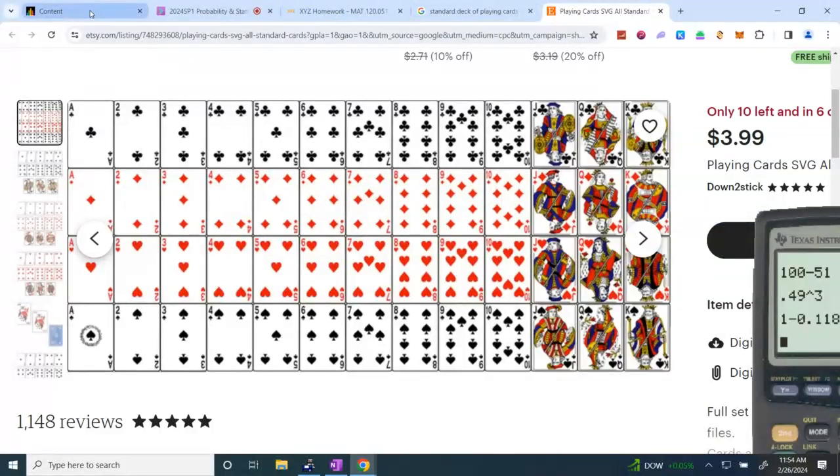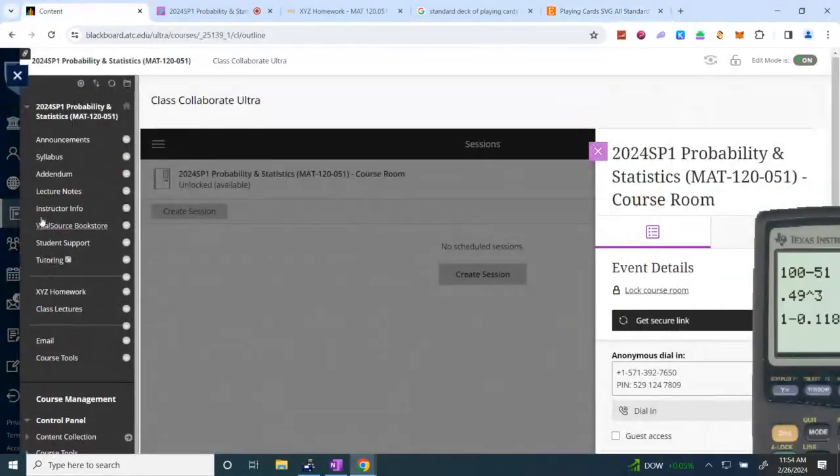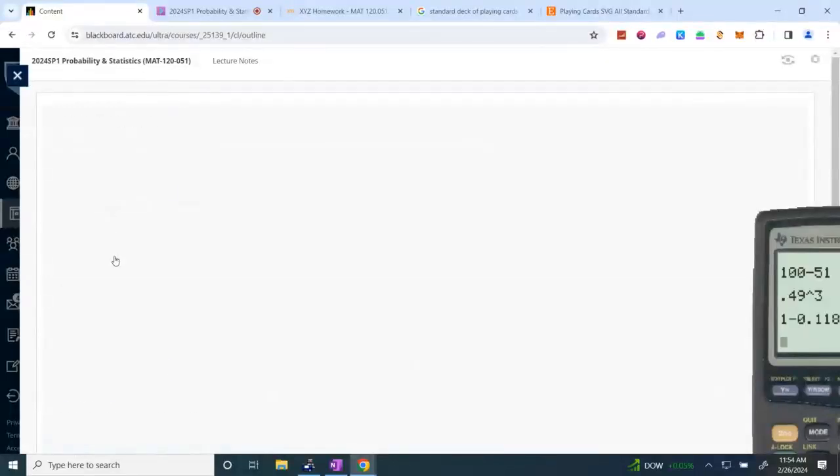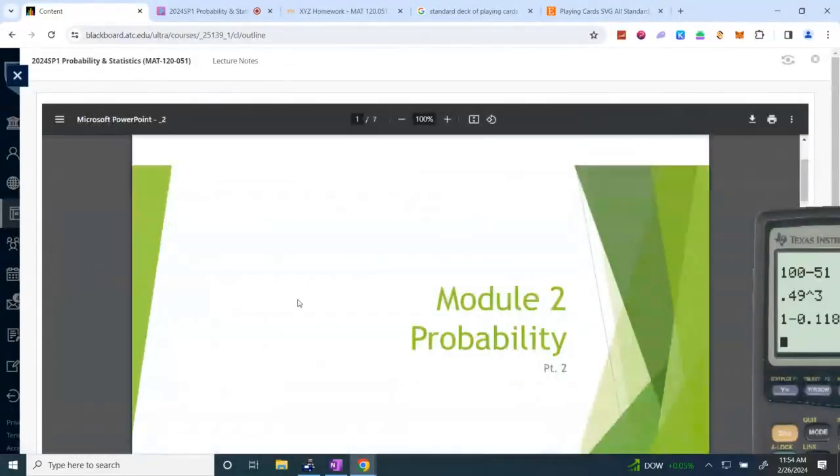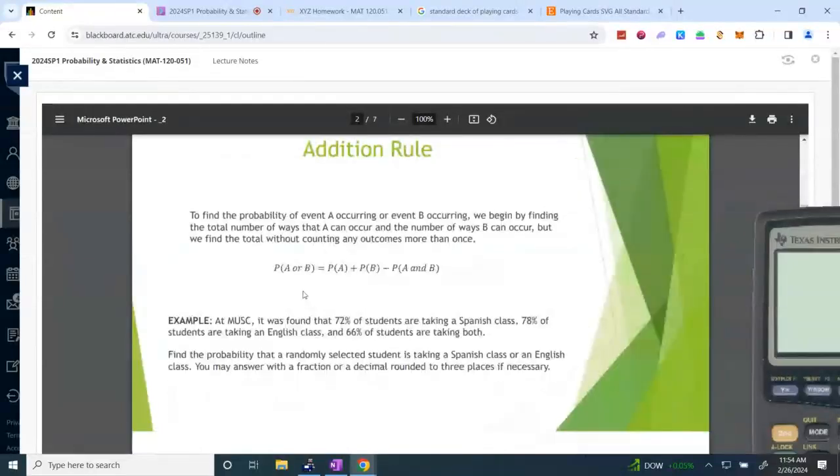So to just show where this was in the lecture notes, I think it was in module 2, part 2. It was this first thing, this addition rule. It says to find the probability of event A, and event A would be the probability for a club, and event B would be the probability of a jack. We begin by finding the total number of ways that A can occur. So we're going to find the total number of ways that you can choose a club.